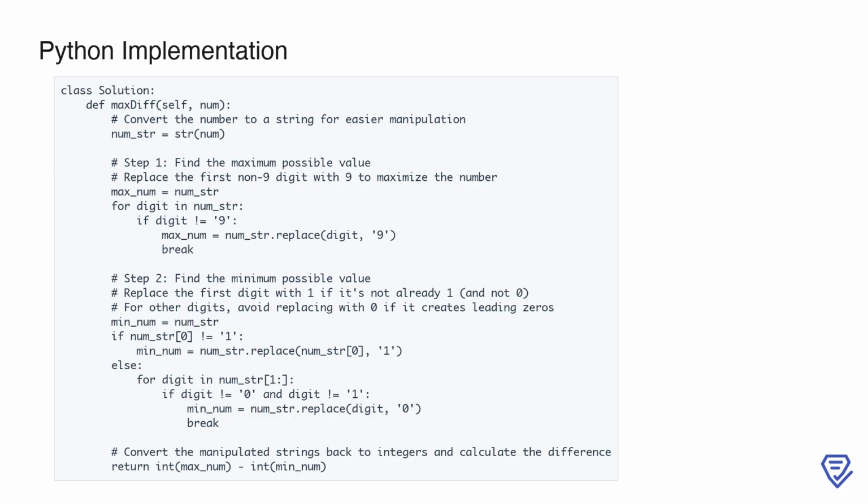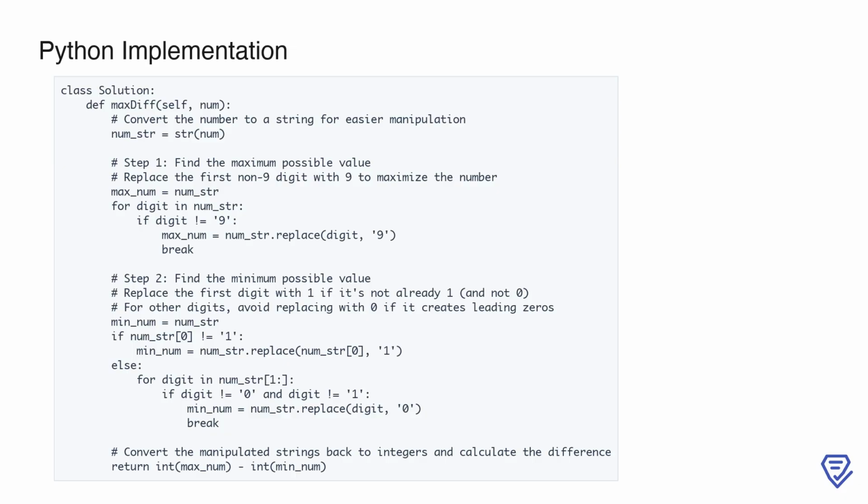The function begins by converting the integer to a string for easier manipulation. To calculate the maximum possible value, the function iterates through the digits of the string and replaces the first non-9 digit with 9, ensuring the resulting number is as large as possible. This works because 9 is the highest single-digit number, and replacing earlier digits has a greater impact.